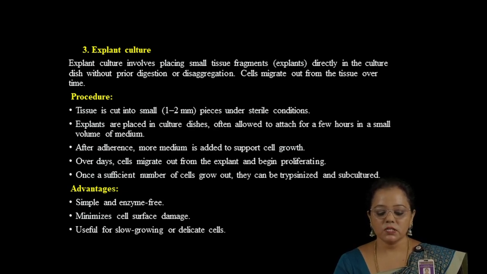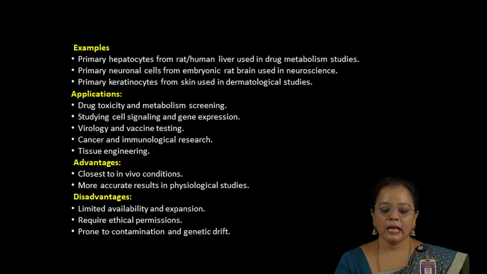So the advantages are simple: it is very simple and enzyme free. It minimizes cell surface damage, and it is useful for slow growing cells such as nerve cells. So coming to the examples of primary cell culture, we can culture primary hepatocytes, primary neuronal cells, primary keratinocytes.